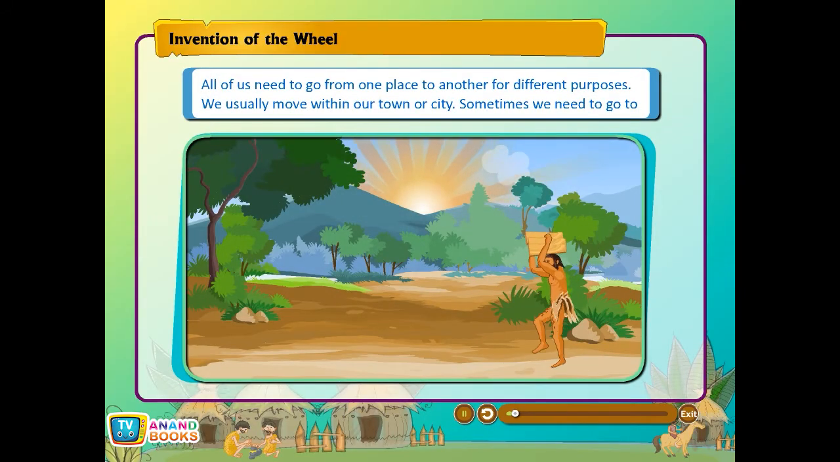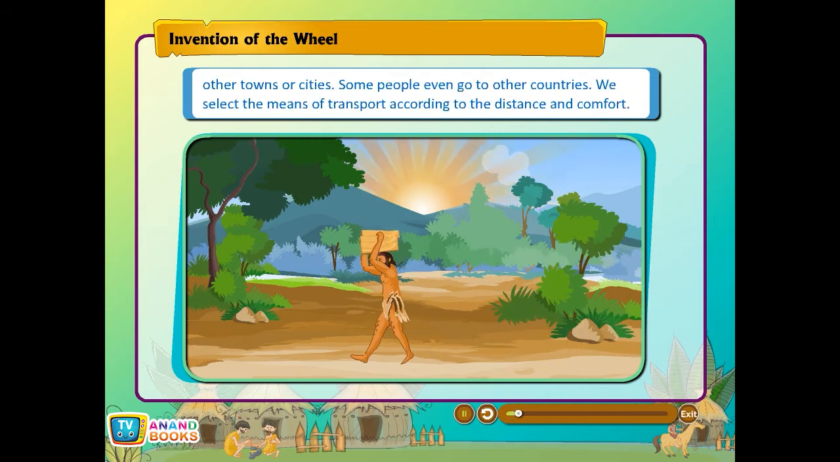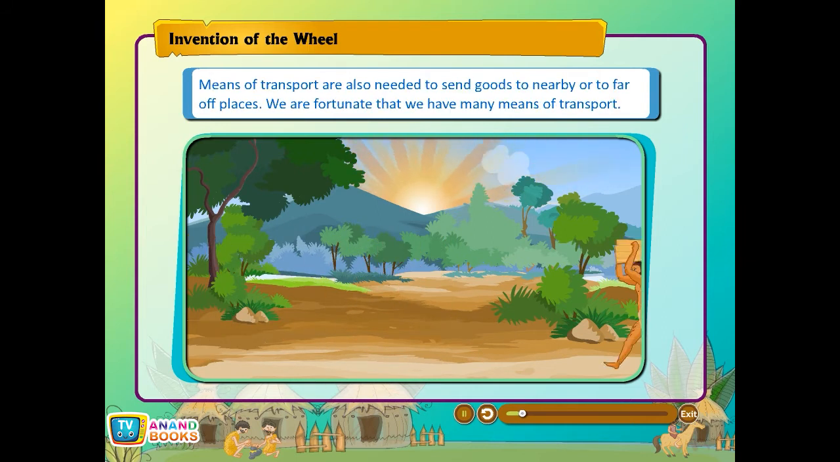All of us need to go from one place to another for different purposes. We usually move within our town or city. Sometimes we need to go to other towns or cities. Some people even go to other countries. We select the means of transport according to the distance and comfort. Means of transport are also needed to send goods to nearby or to far-off places.